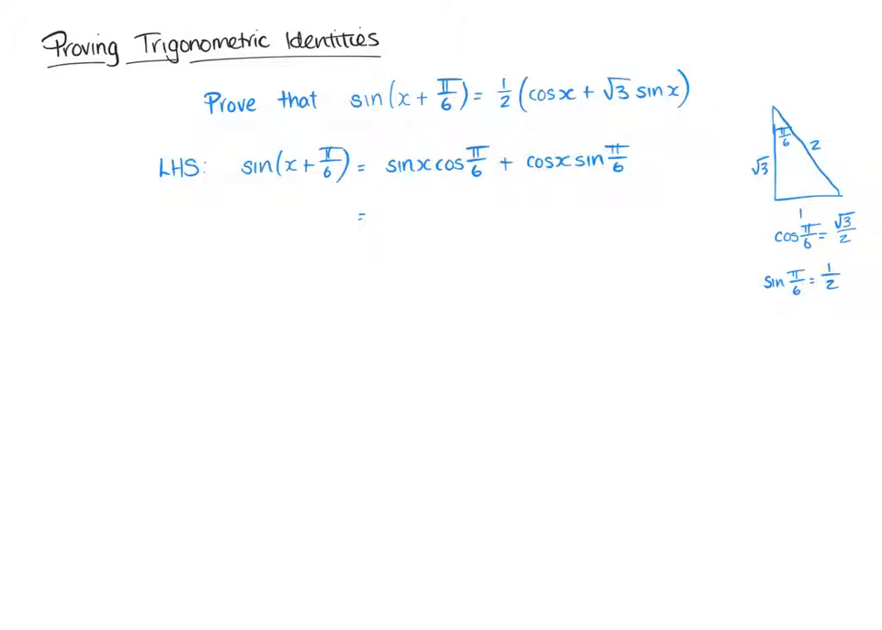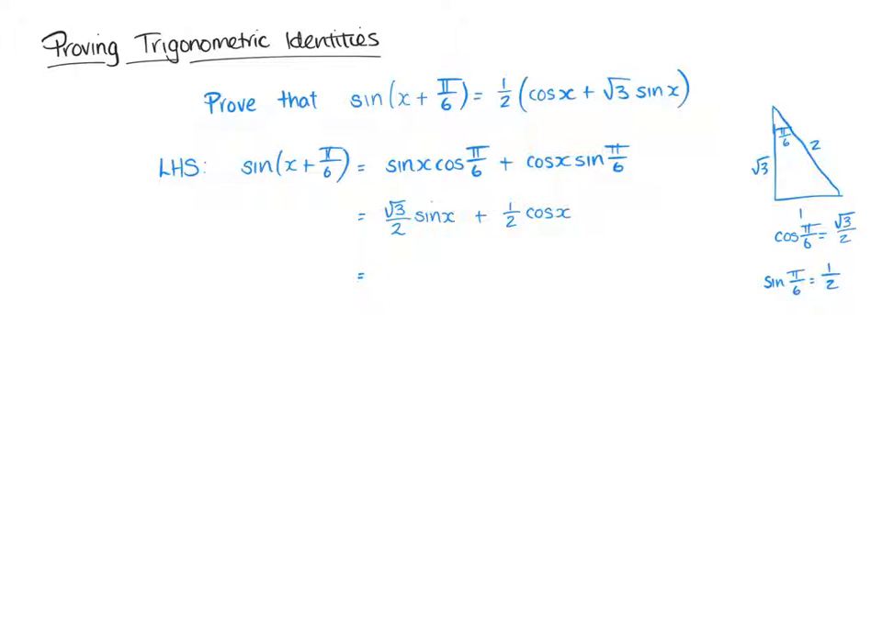So then we've got sine of x is just sine of x, and cos of pi over 6, which is root 3 over 2, so we get root 3 over 2 sine x. And then on the next one we've got sine of pi over 6, which is a half, and then we've got the cos of x. Okay, so we're almost there.